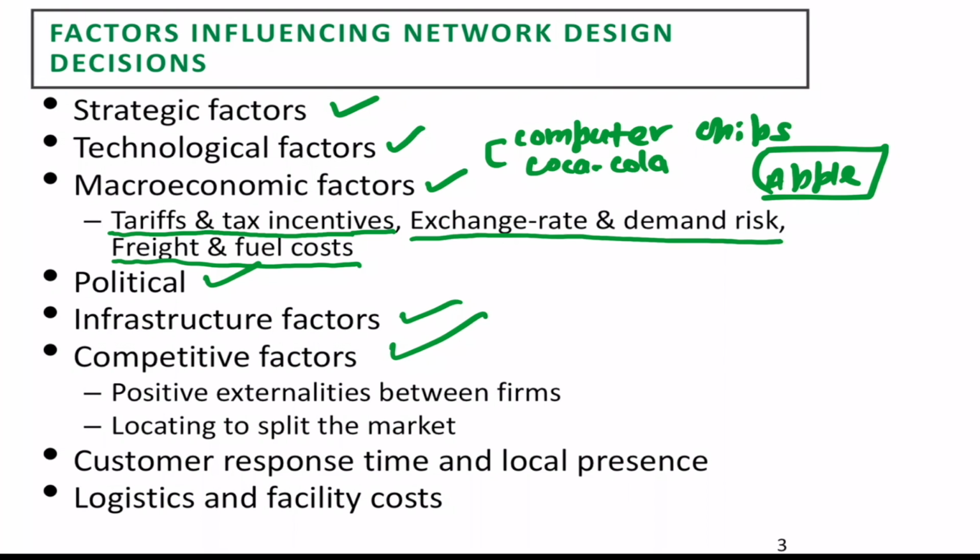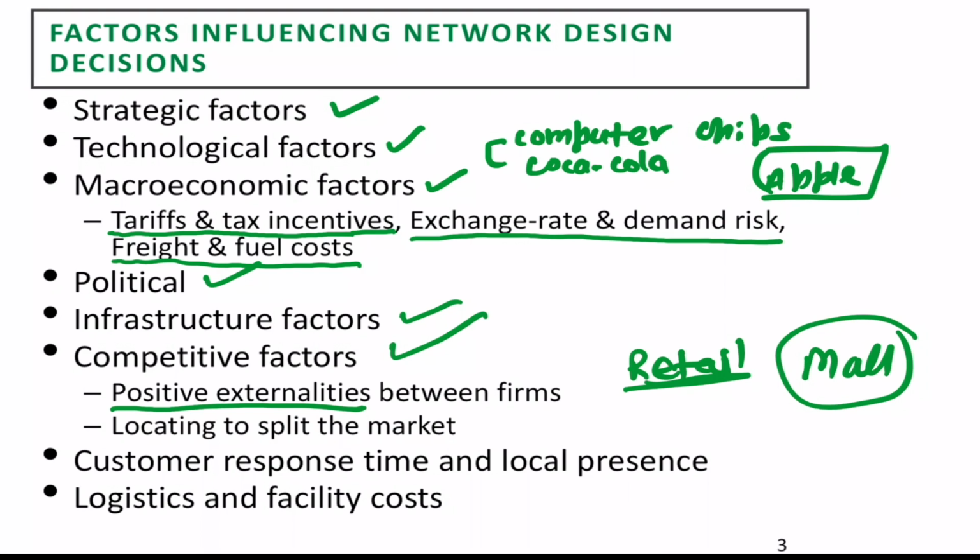So positive externalities between firms occur when firms find it beneficial to locate near each other. Retail stores, for example, try to locate near each other because that will lead to increase in demand and everyone benefits from that. So many retailers locate together in a mall, which makes it very convenient for the customers because they go at one place and they are able to shop at different retailers.